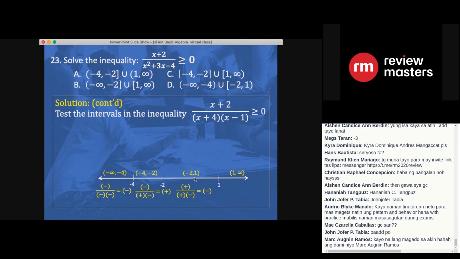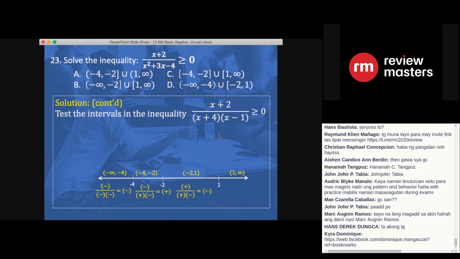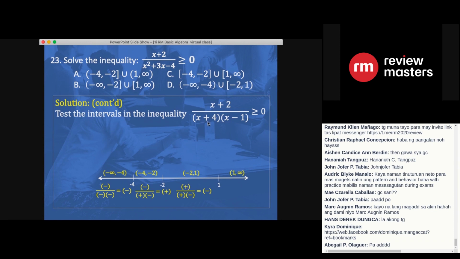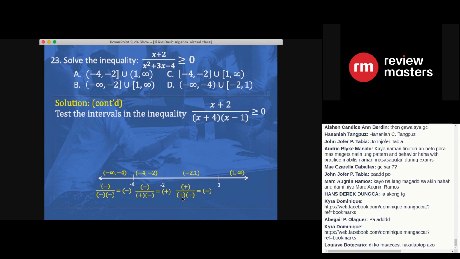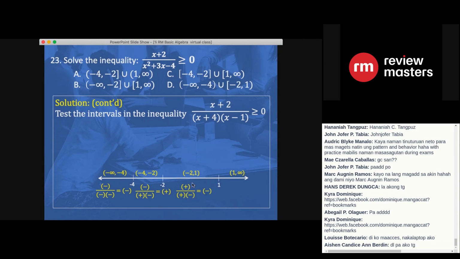Between negative 2 and 1, let's say 0. 0 plus 2 is 2, positive. 0 plus 4 is 4, positive. 0 minus 1 is negative 1, negative. So positive divided by negative is negative. So this is not a solution.